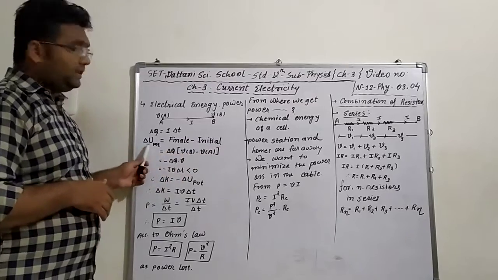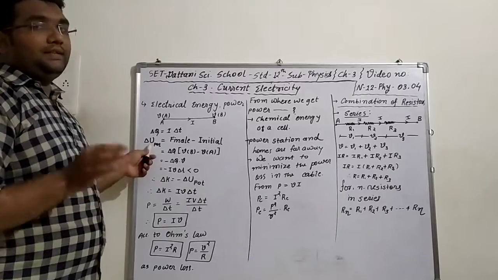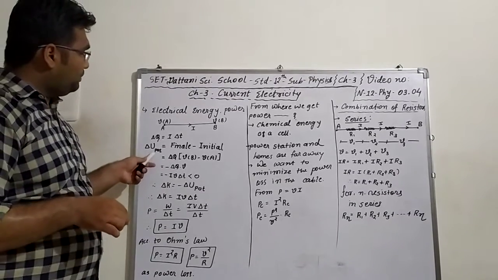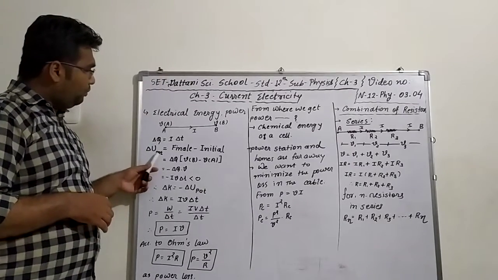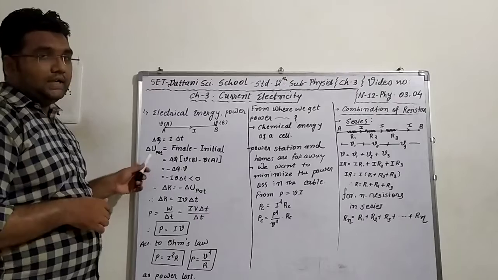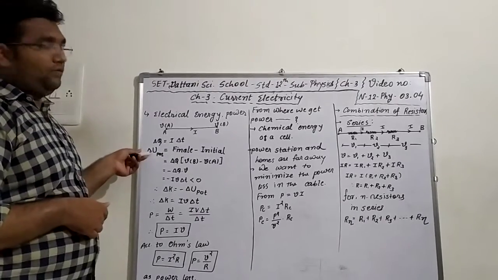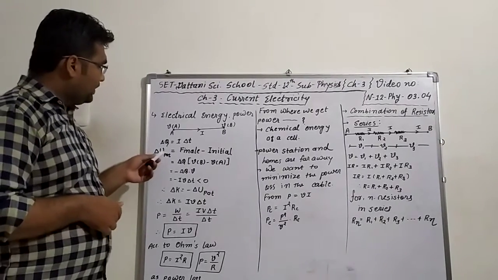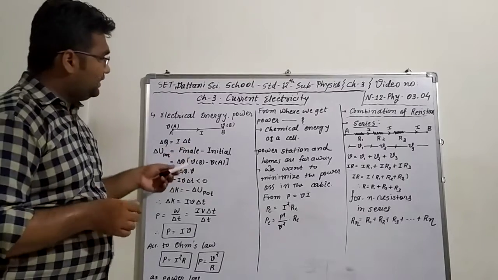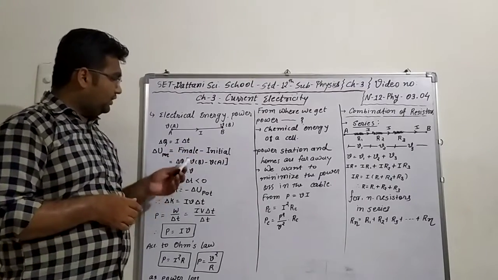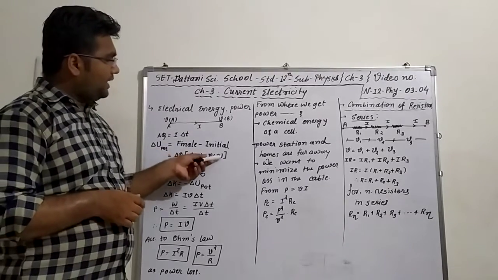Once again, this is the formula of change in potential energy, which is denoted by delta U POT. POT is potential energy, so delta U POT is called change in potential energy. The delta is for change. So change in potential energy equals final potential energy minus initial potential energy. So here, delta Q into bracket VB minus VA.